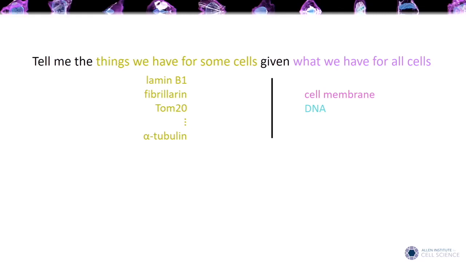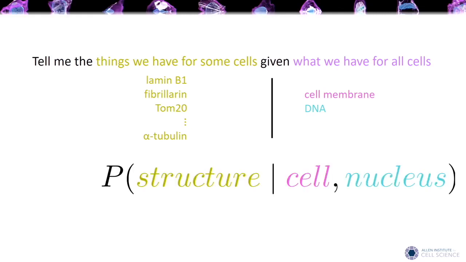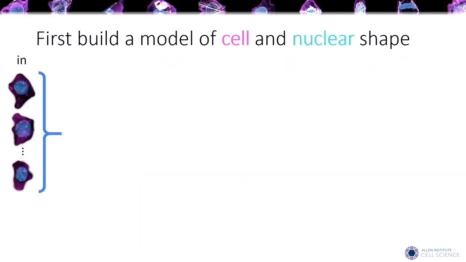So really, if I put this in a formalism, it's just saying, what's the probability that I have a given structure image, given an input cell and nuclear image? And again, we can train a model to understand this, at first just trying to build a model of cell and nuclear shape. So the input is just our cell membrane and nuclear images.